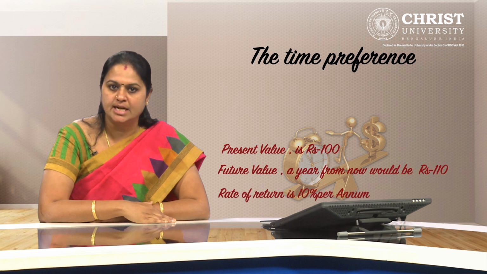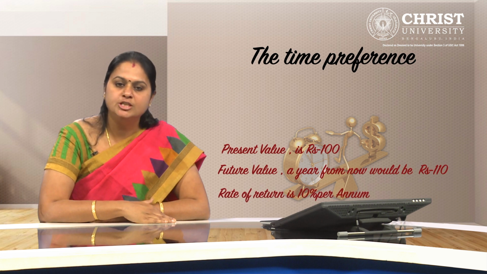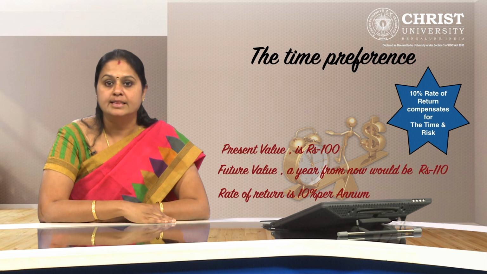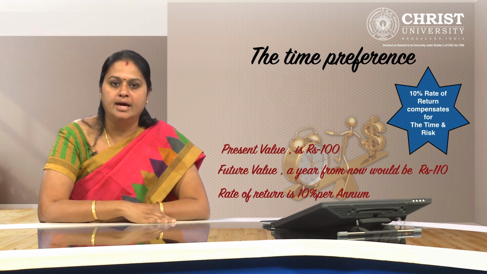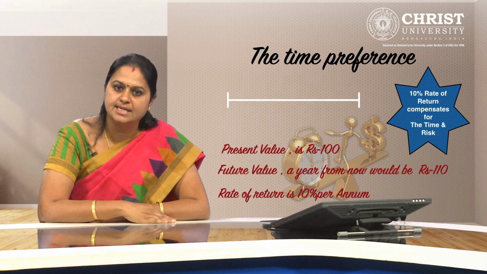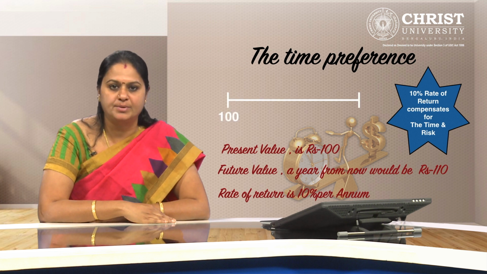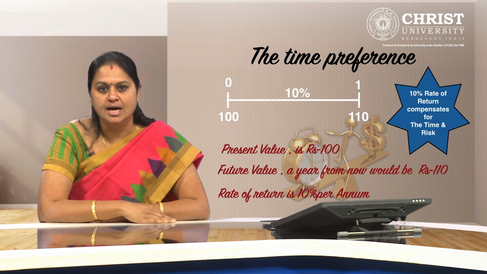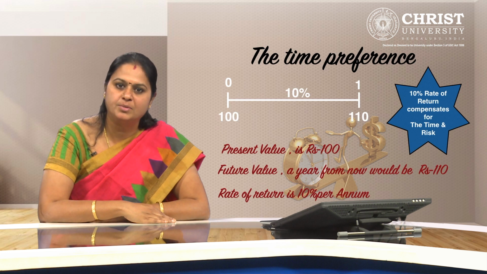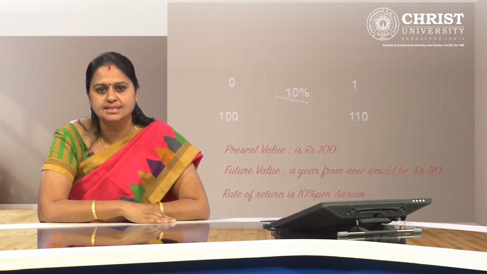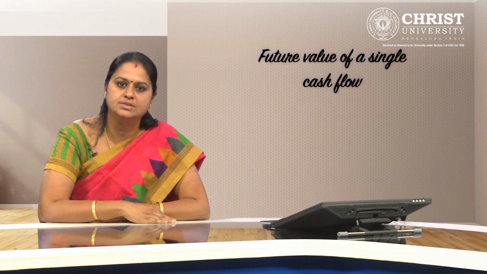This 10% is the rate of return which compensates her for the time she had to wait and the risk she took for a year to get the money. In this example, 100 rupees is the present value, 110 rupees is the future value, 10% is the rate of return and 1 year is the number of period. Let us understand how to calculate the time value of money under different circumstances.